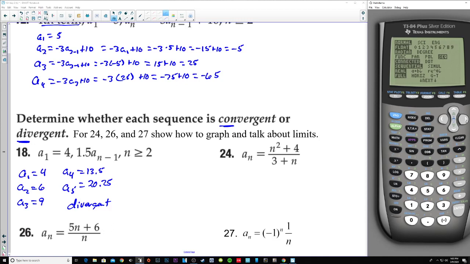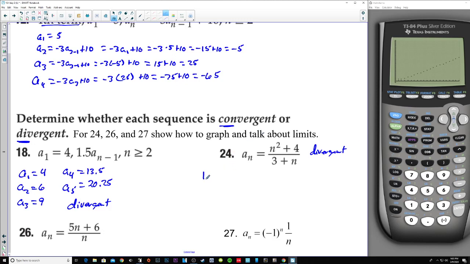And if you want to, we probably don't need to do this, but we could tell the calculator to just do dots. So let's look at the graph. And this is headed towards infinity. So first of all, this is certainly divergent. I don't get any sense that this will ever really level off.